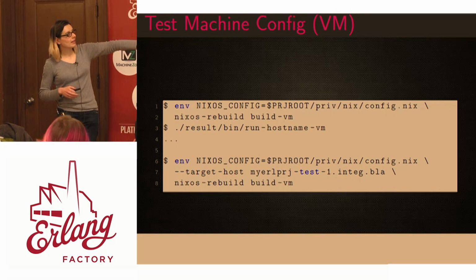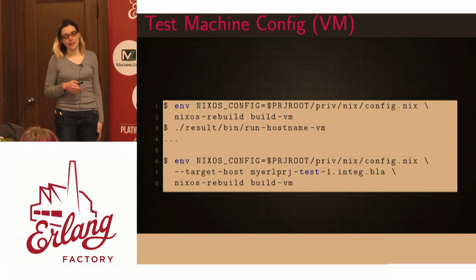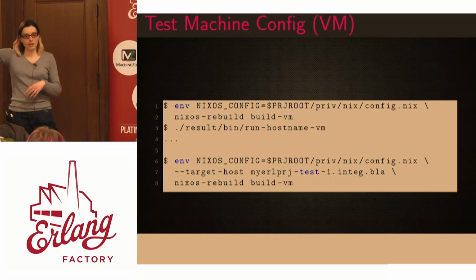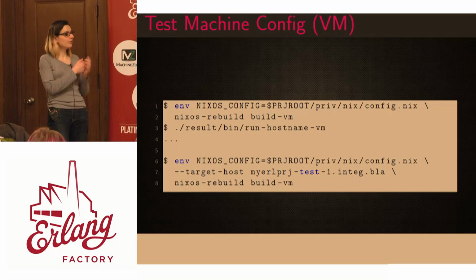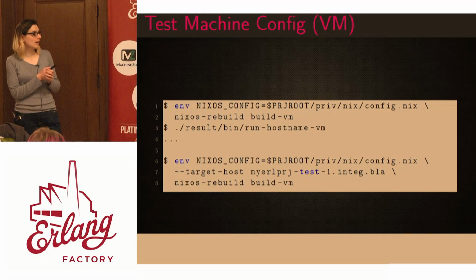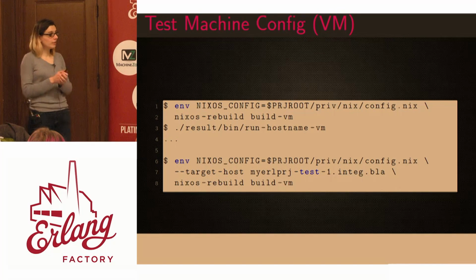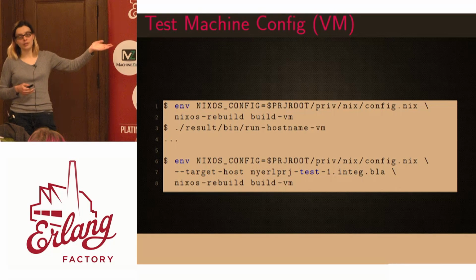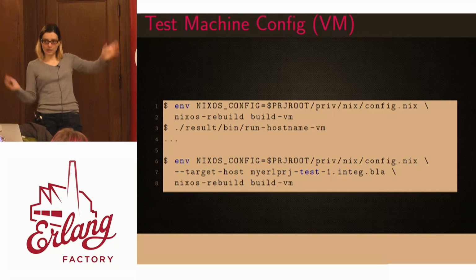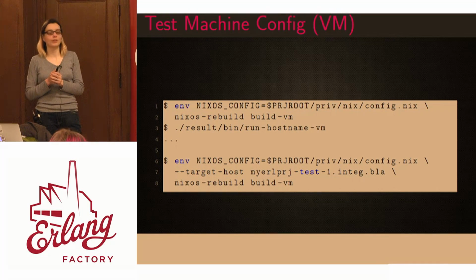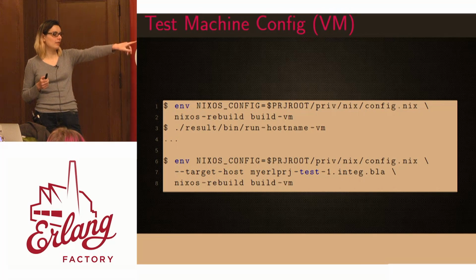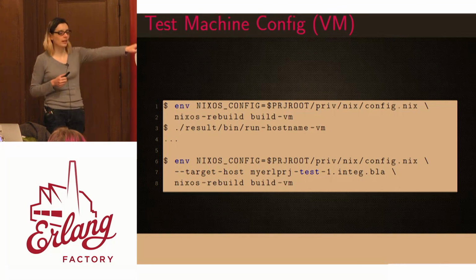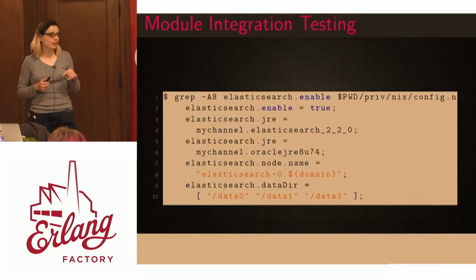We can even set the target host to a totally different host that we actually have credentials for, and it will actually build by default on that target host all of the dependencies, and then activate that configuration that we've passed in the environment variable NixOS config here to that target host.